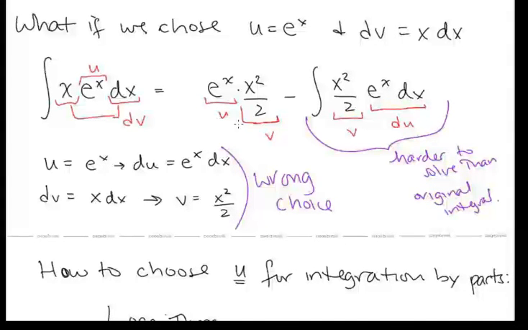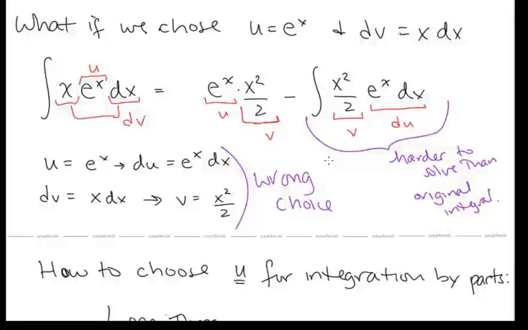And look what happens when we plug this into the integration by parts formula. We have v and du. Now we notice that this integral is harder to solve than the original. The original had x to the first times e to the x. Now we have x squared e to the x. It got worse. This is how you know you made the wrong choice for u and dv.